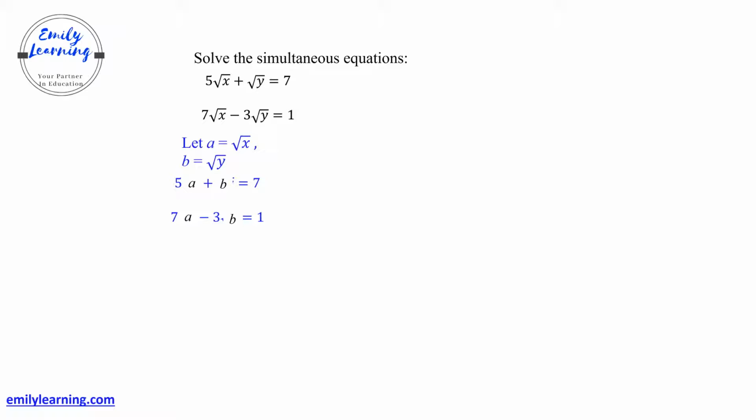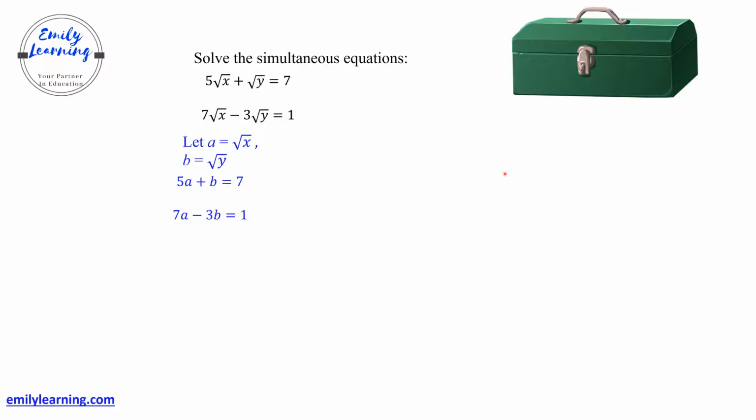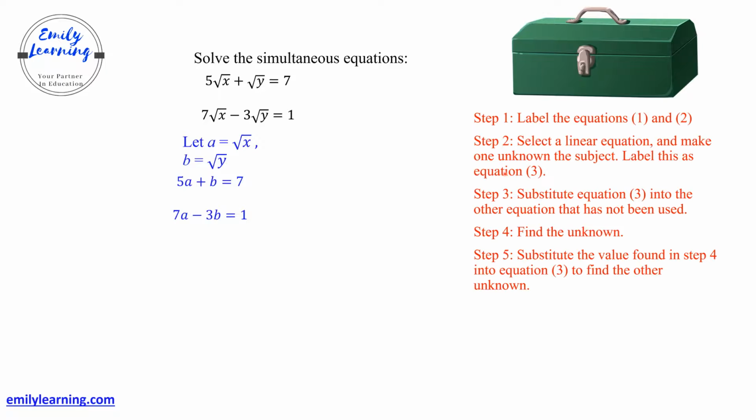And to solve simultaneous equation, we can use the substitution method. So let's solve it using the substitution method, and I've given you a toolbox to solve simultaneous equation using the substitution method, using these 5 steps. So the first step is to label the equations 1 and 2. Let's do it. 1 and 2.